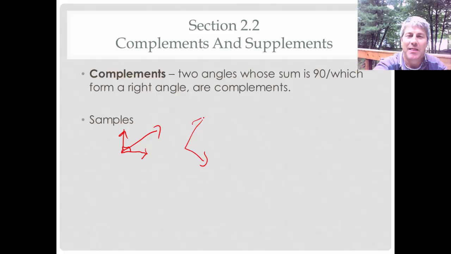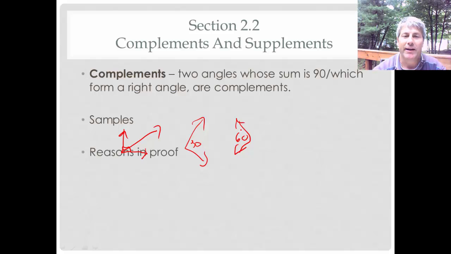We could have an angle of 30 degrees, and we could have another angle of 60 degrees, and those would also be complementary.